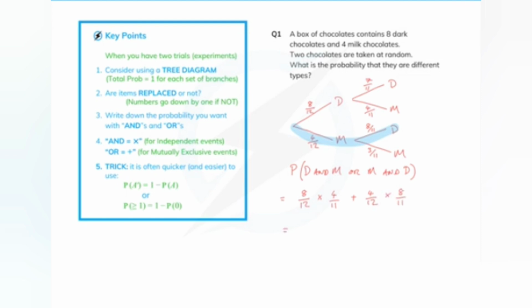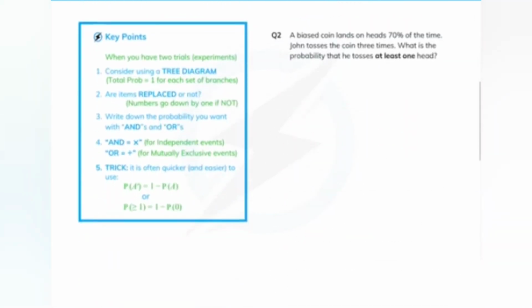And if you do all of that, which you could do in your head if you like, that is 32/132 plus 32/132, they turn out to be the same thing, which is 64/132, and that does in fact simplify to 16 out of 33. So there we go. There's an example of a combined probability question. Let's have a look at a slightly different one.